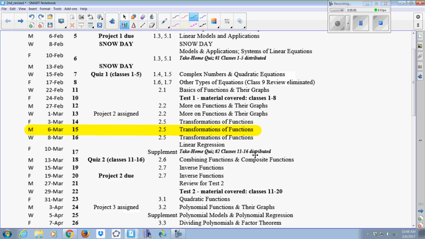Okay, so Friday is, we're finishing up transformations on Wednesday, and Friday you pick up the take-home quiz. So that way you'll have another day or so, two days, to absorb all the transformation information before you actually get your quiz, which will be due on Monday the 13th. Okay, so that's sort of the schedule.